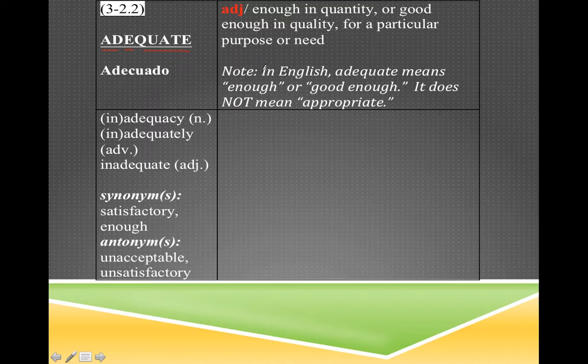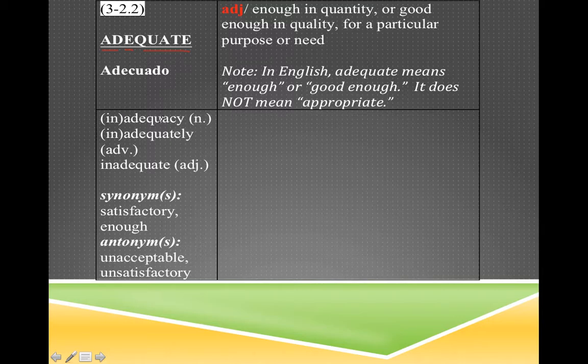Note, in English, adequate means enough or good enough. It does not mean appropriate. It doesn't replace appropriate. It's not a synonym for appropriate. It's a synonym for enough or good enough. Let's go over the familiar words.